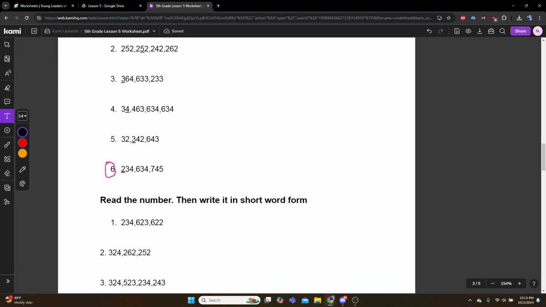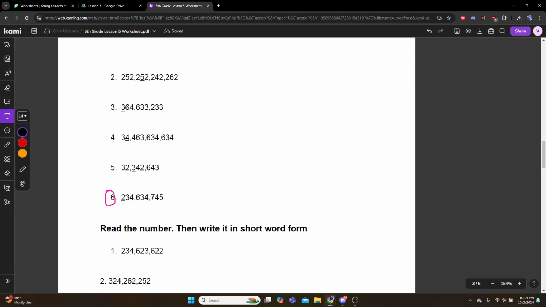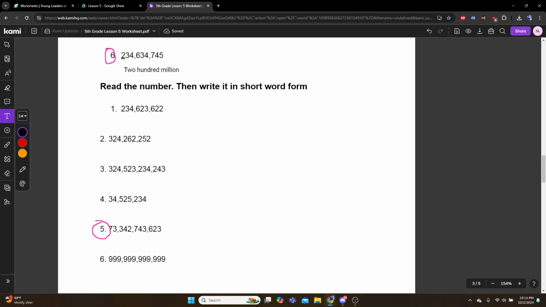And then if we look at number 6 here, let's see what place the 2 is in. So we know that's ones, tens, hundreds, thousands, 10,000s, 100,000s, million, 10 million, and now we know that the 2 is in the 100 millions. So it would be 200 million. Okay.